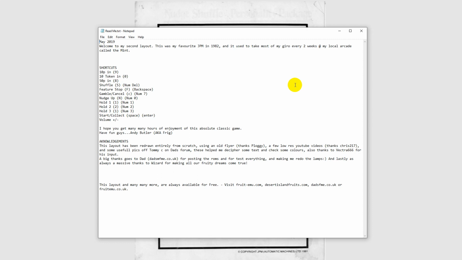And some acknowledgements in there. This layout has been entirely redrawn from scratch using an old flyer, thanks to Ploggy, a few low-res YouTube videos, thanks to Chris217, and some useful pics off Tommy C on Dad's forum. These helped me decipher some of the text and check some colours, and also thanks to Vectra666 for his input. Big thanks going out to Dad for posting the ROMs and for testing everything and making me redo the lamps. And lastly, as always, a massive thank you to Wizard for making all of our fruity dreams come true. And I would certainly agree with that last part.